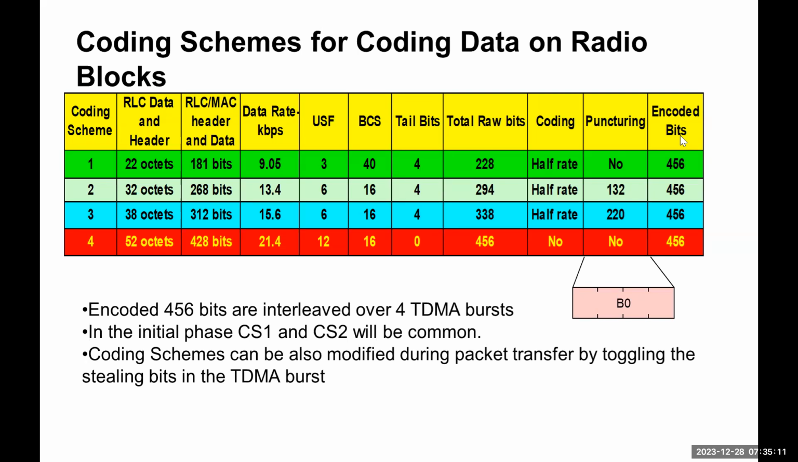There are several ways of assigning the coding scheme. The coding scheme will be assigned in the initial channel assignment process, but later the coding scheme can be toggled using the control bits on the burst. The coding scheme will play a very important role in optimizing throughput on the air interface. Remember, it's not the coding scheme, it is the air interface quality which governs the throughput.